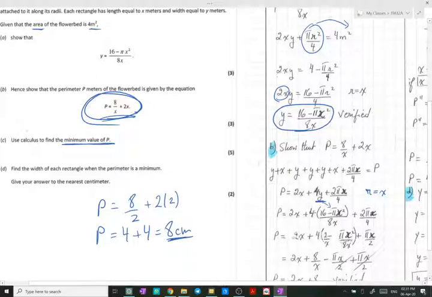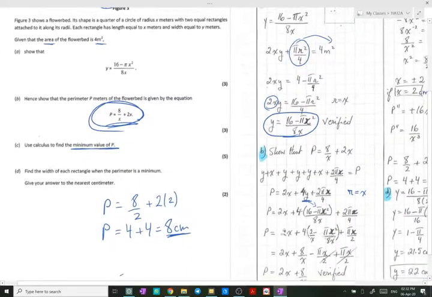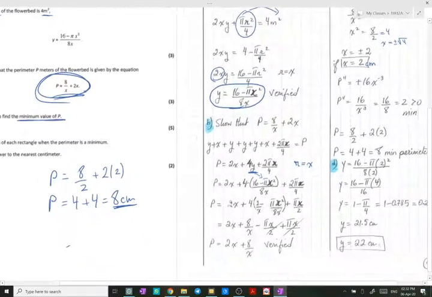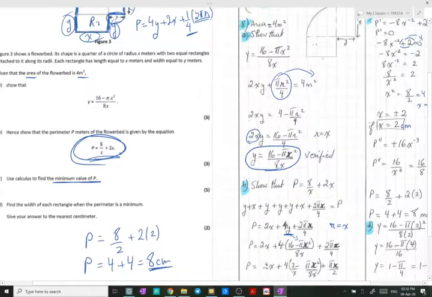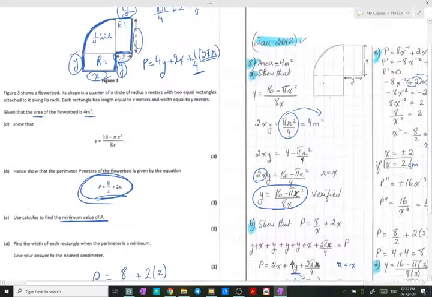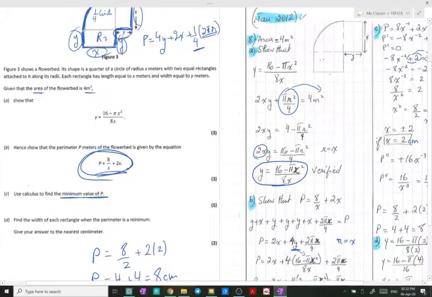In part D, find the width of each rectangle when the perimeter is minimum. Give your answer to the nearest centimeter. So y is the width. In here, y is the width, and x is the length. So we need to find y for the minimum perimeter.